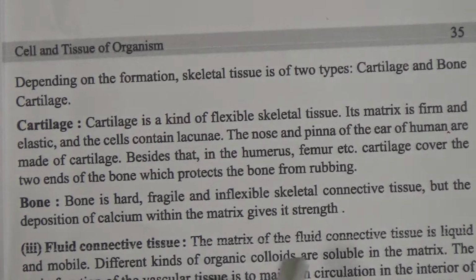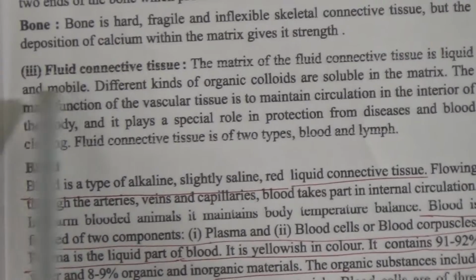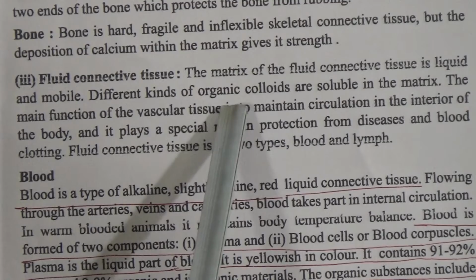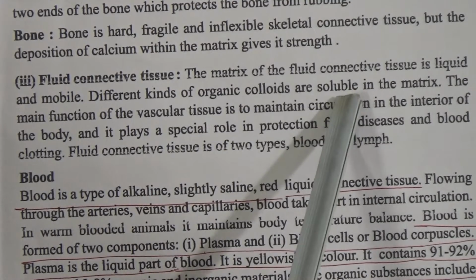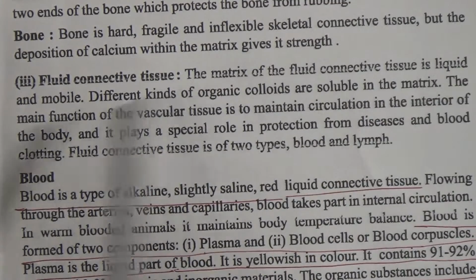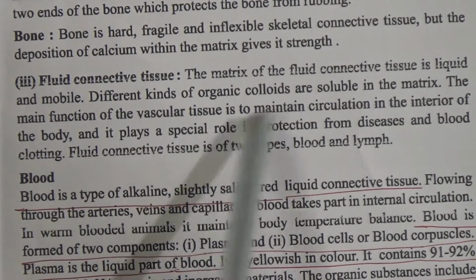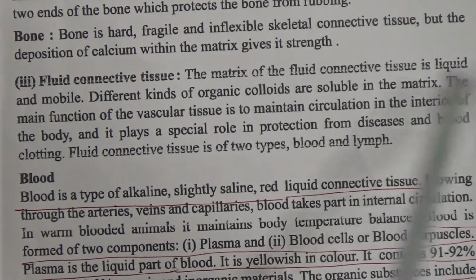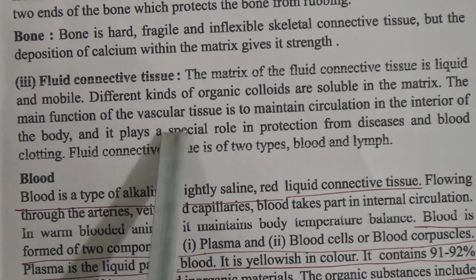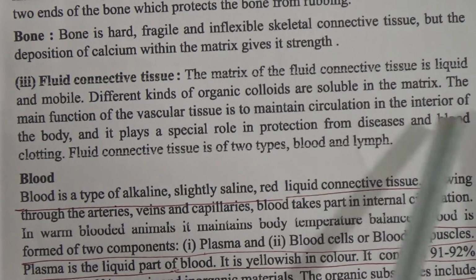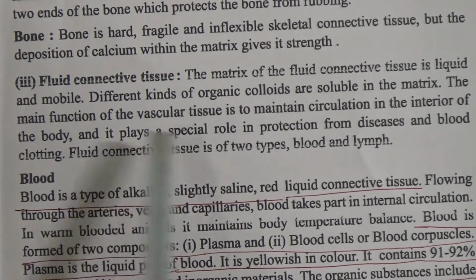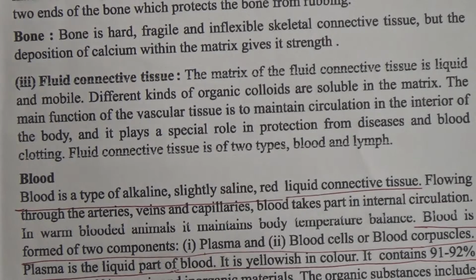Now, fluid connective tissue. The matrix of the fluid connective tissue is liquid and mobile. Different kinds of organic colloids are soluble in the matrix. The main function of the vascular tissue is to maintain circulation in the interior of the body, and it plays a special role in protection from diseases and blood clotting. Fluid connective tissue is of two types. One is blood and another one is lymph.